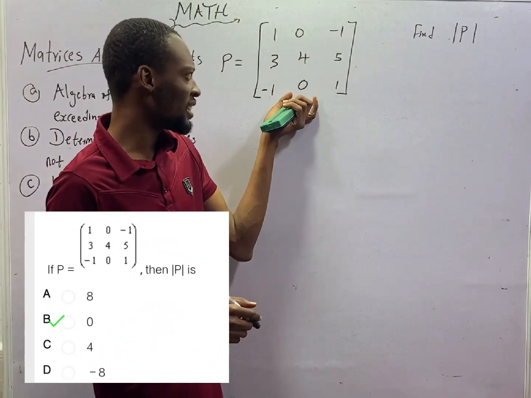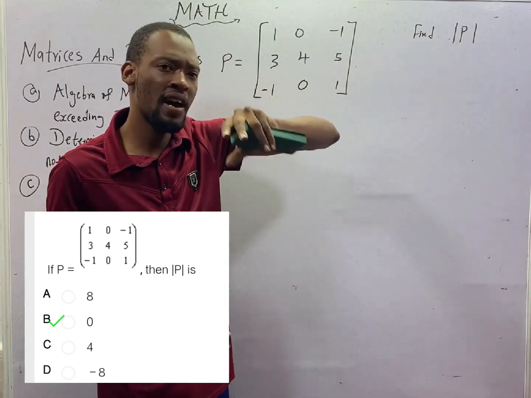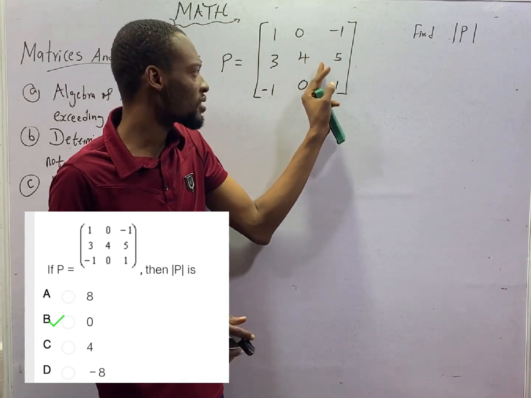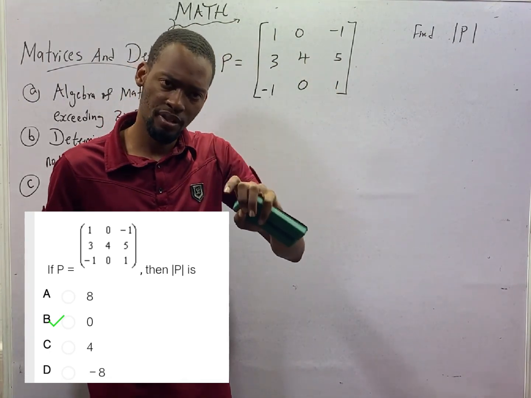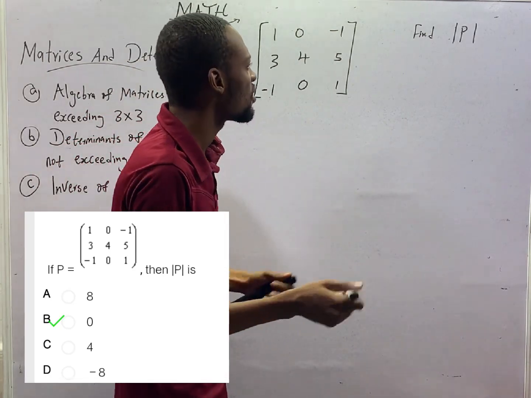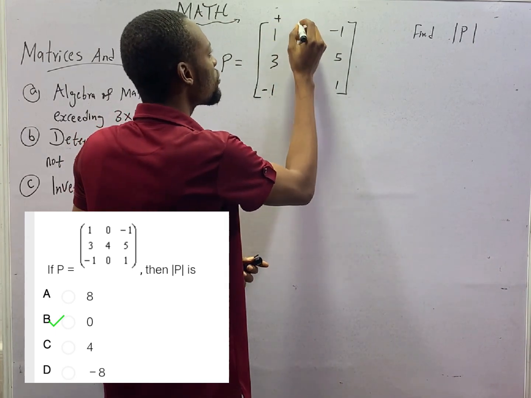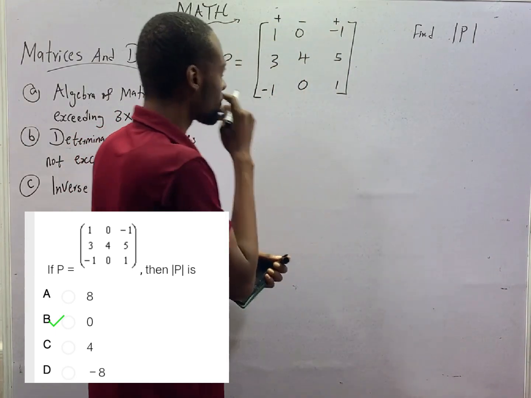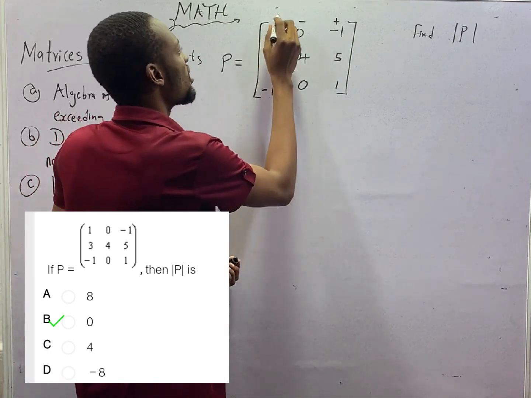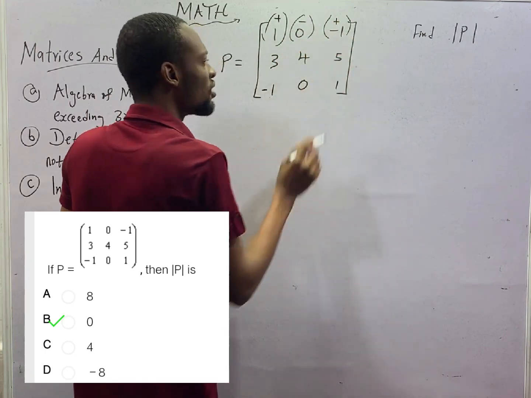Then if you are given something like this and they say find this P, it means find the determinant. JAMB will not ask you for the inverse of 3x3 matrices. The first step to find the determinant of a 3x3 matrix is come here, put plus here, put minus here, put plus here. Are you done with that? Yes. Do like this, and do like this.